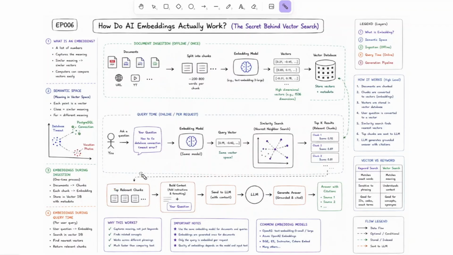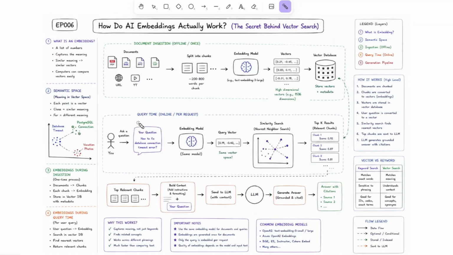A common question is whether different embedding models can be mixed together. In production systems, the answer is usually no. If documents are embedded using one model and queries are embedded using another, the vectors may occupy completely different semantic spaces. The nearest neighbor search becomes unreliable because the mathematical relationships no longer align.